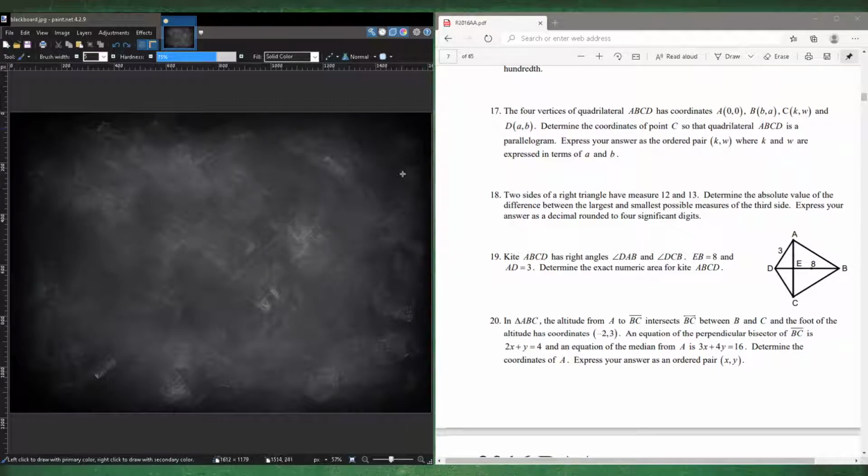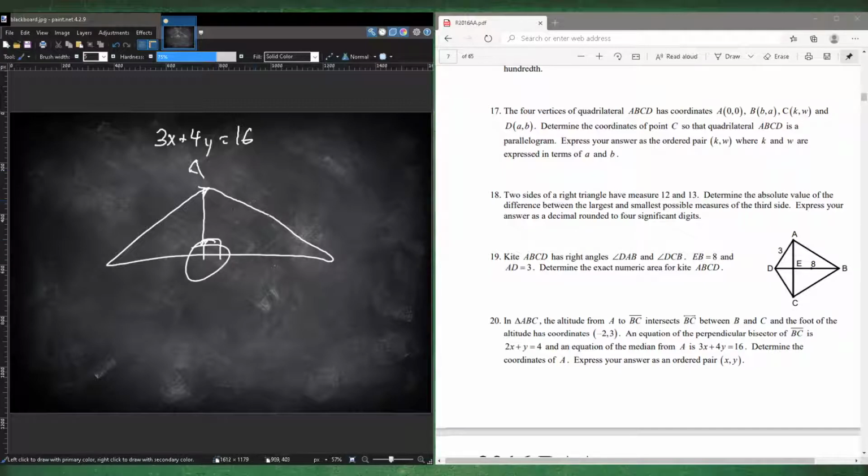So then from there, what can we do? Well, we know our equation for our median, which is 3x plus 4y is equal to 16. But now we have to find our equation for our altitude. An altitude and the perpendicular bisector have the same slope, and the reason is because they're perpendicular to the base. So let's go back to that triangle. This height is perpendicular to this line, and a perpendicular bisector, let's say it's right here, is also perpendicular. So their slopes are going to be the same because they're both perpendicular to the line.